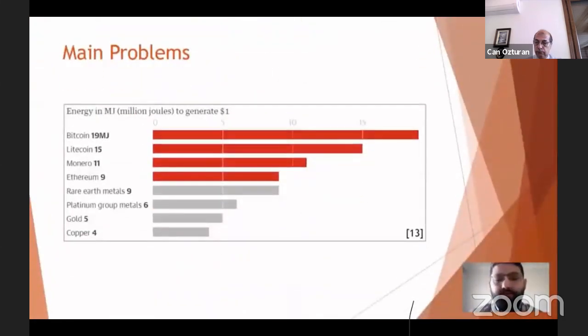When we check the energy needed to create $1 worth of goods, cryptocurrencies today are very high compared to the classical methods of creating goods. The rare earth metals are the highest one that we classically use, and it is only 9 million joules for a dollar. But for Bitcoin, this number is 19. So there is a huge gap between their energy consumption. And this problem needs to be addressed, especially if they're trying to trade energy with it.